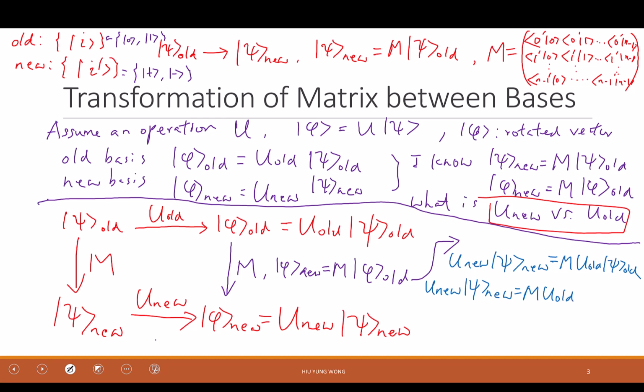But actually, I'm going to insert the M. M is also unitary. So this is M dagger M. This means M dagger equals M inverse, right? Because this is I, because they are unitary. Okay. Because for all the transformation matrices like this, you can prove that they are unitary.